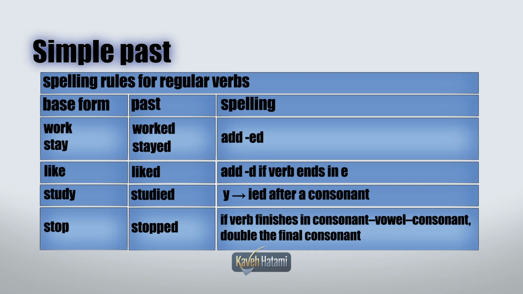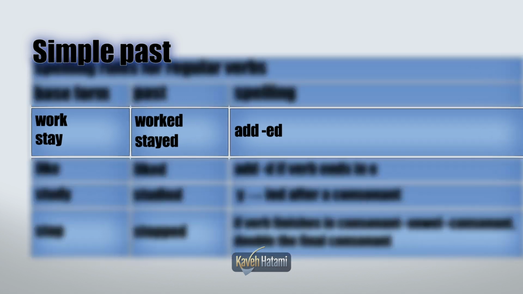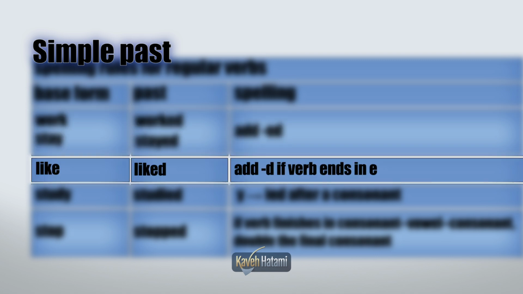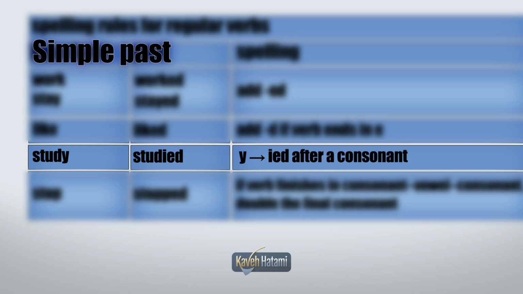Spelling rules for regular verbs of simple past. In most cases, we only add ed to the end of the verb. For example, work, worked. Stay, stayed. But if there is already an e at the end of the verb, we just add d. For example, like, liked.